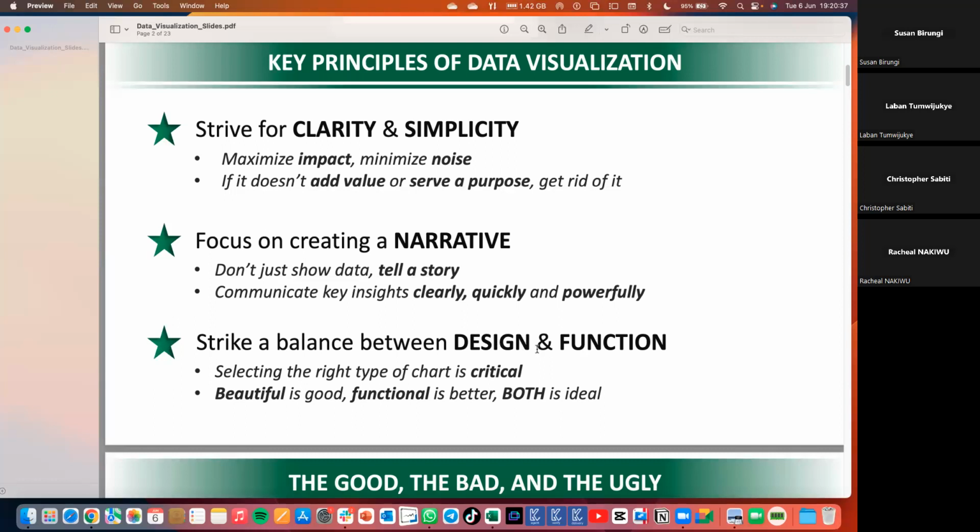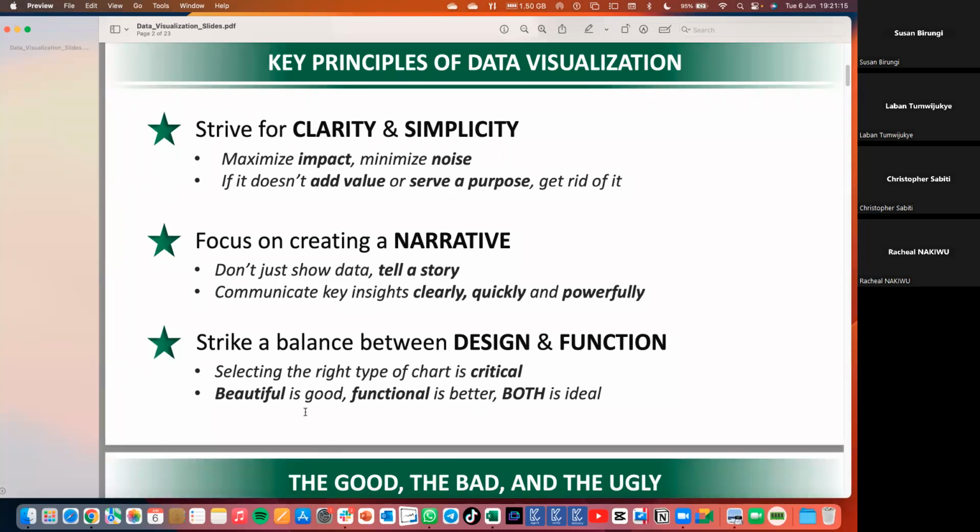So we should focus on design and function, and we should try to have that balance. Yes, you want something that is presentable, but you have to remember that there is a context you're showing up with. So selecting the right type of chart is critical. We are going to look at that tomorrow when we are dealing with data, or even in this document. Very critical, every chart has its own function or purpose. Not every chart can just be dropped into your visuals.